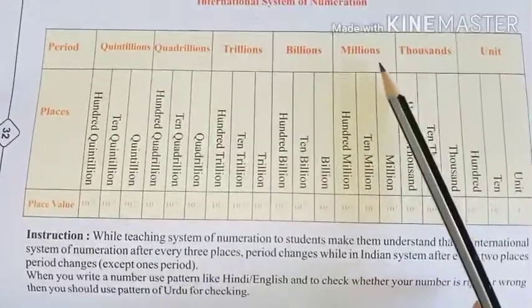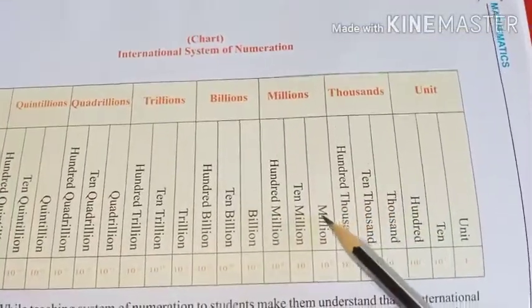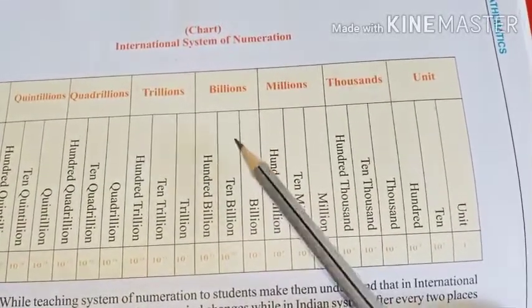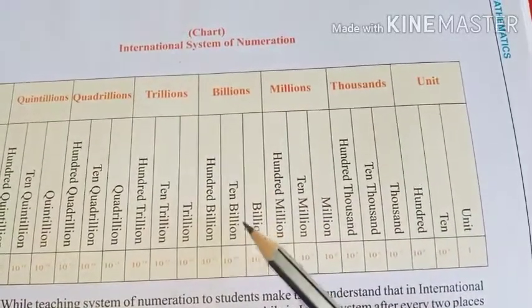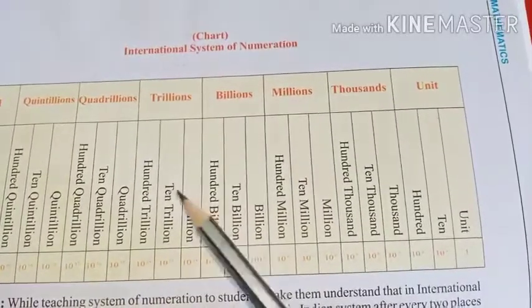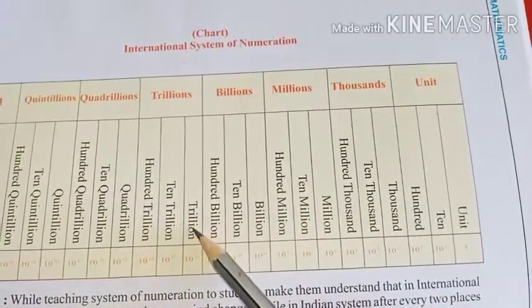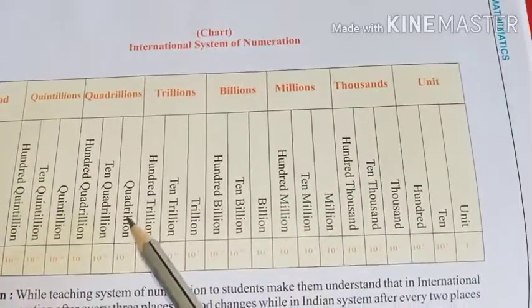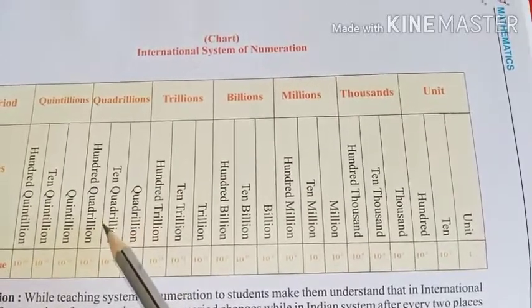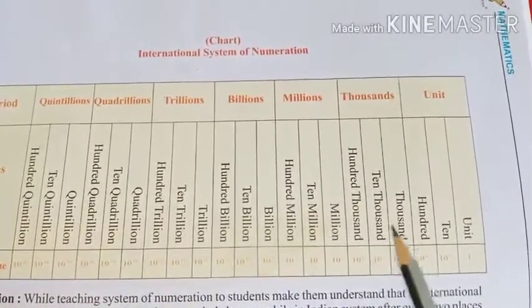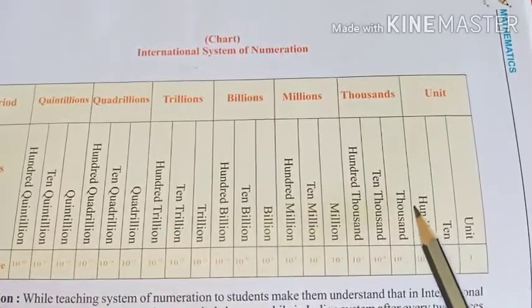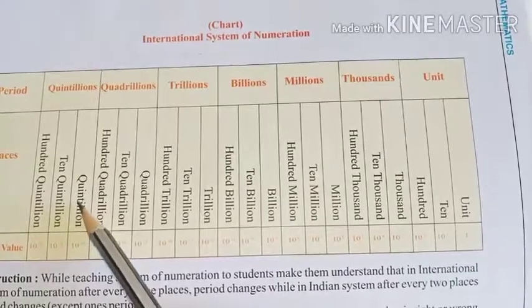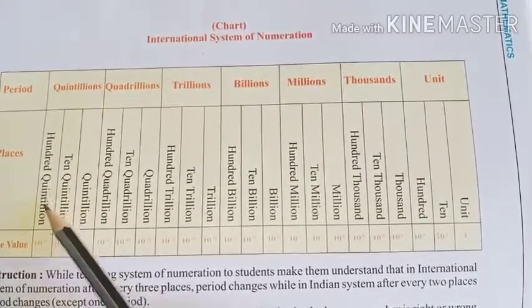In the next column there are 3 parts: million, 10 million and 100 million. Now the next, billion, also has 3 parts: billion, 10 billion and 100 billion. Trillion also has 3 parts: trillion, 10 trillion and 100 trillion. Quadrillion also has 3 parts: quadrillion, 10 quadrillion and 100 quadrillion. Quintillion also has 3 parts: quintillion, 10 quintillion and 100 quintillion.